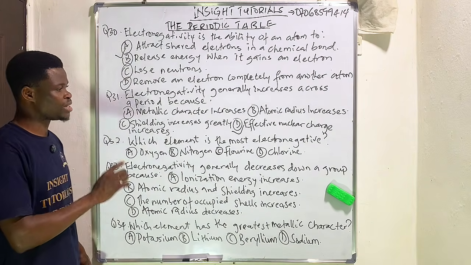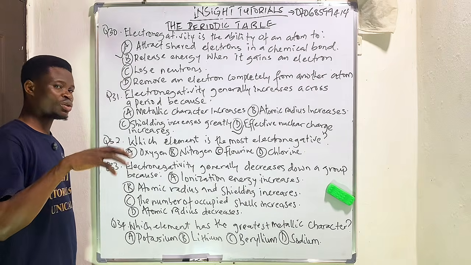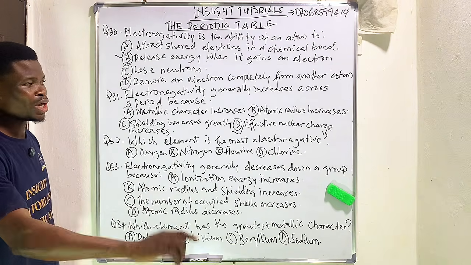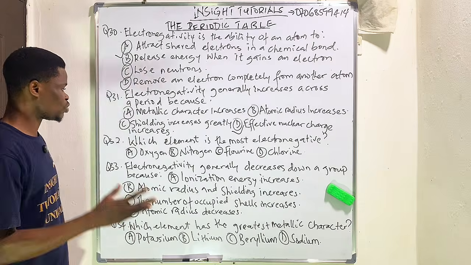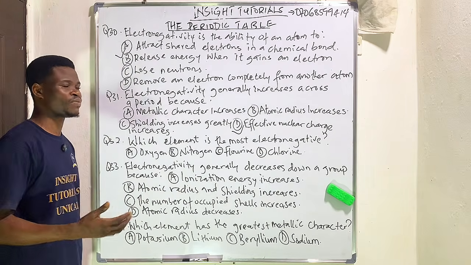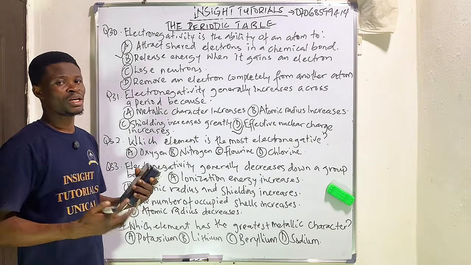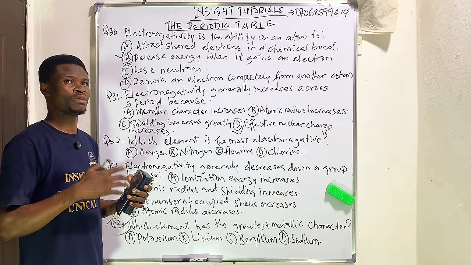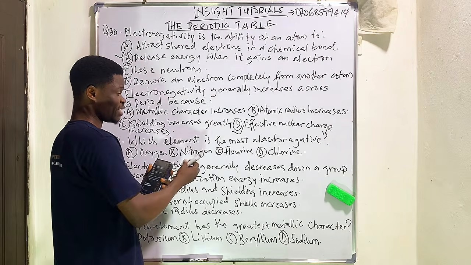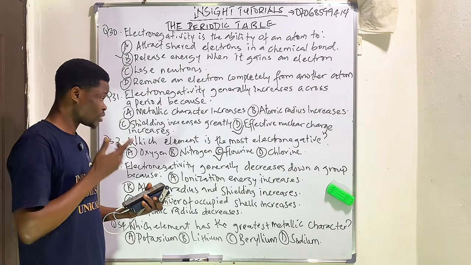Next question says, which element is the most electronegative? The electronegativity of elements increases across the period and decreases down the group. So looking at the periodic table, the most electronegative element is fluorine. No element has a more favorable ability in terms of electron gain or electron sharing than fluorine. Fluorine is regarded as the most electronegative element that you need to know.